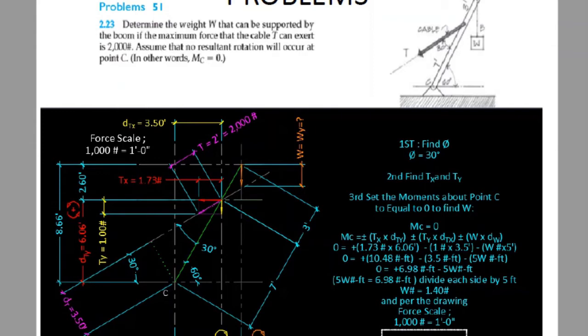Next, we find the components Tx and Ty. Then, we set the moments about point C equal to 0 to find W. After we plug in the numbers, we find that W is equal to 1.40. And per the drawing scale that we used here of 1,000 pounds equals 1 foot, we find that W is equal to 1,400 pounds.